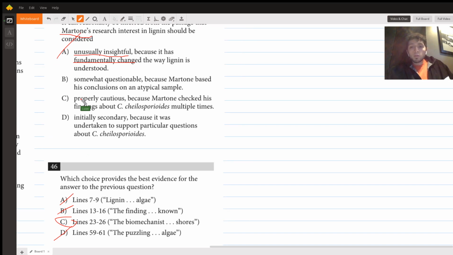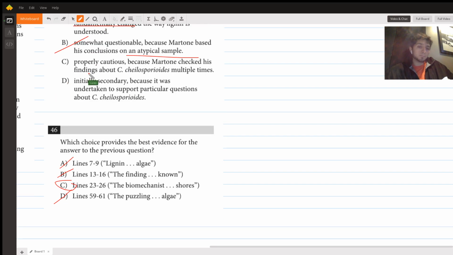B says somewhat questionable because Martone based his conclusions on an atypical sample. This would mean he did his studies and he was using weird evidence for it. There's two reasons we should be skeptical of this one. One, the passage is going to be sympathetic to Martone. It's going to be sympathetic to the research that it's doing. It's not going to be analyzing or spending all this time on junk science unless it's explicitly saying it's junk science. So it would be weird that it would be questionable. It's just not very likely. And there's no evidence that it was an atypical sample. Let's get rid of it.